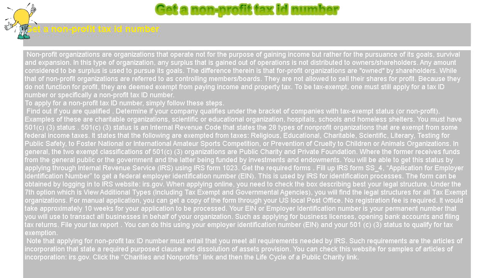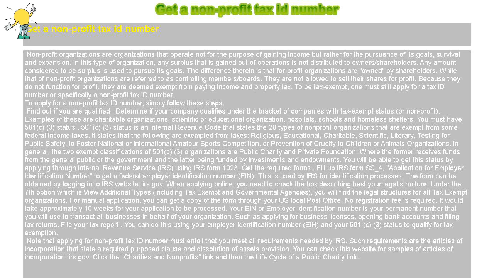It states that the following are exempted from taxes: religious, educational, charitable, scientific, literary, testing for public safety, to foster national or international amateur sports competition, or prevention of cruelty to children or animals organizations.